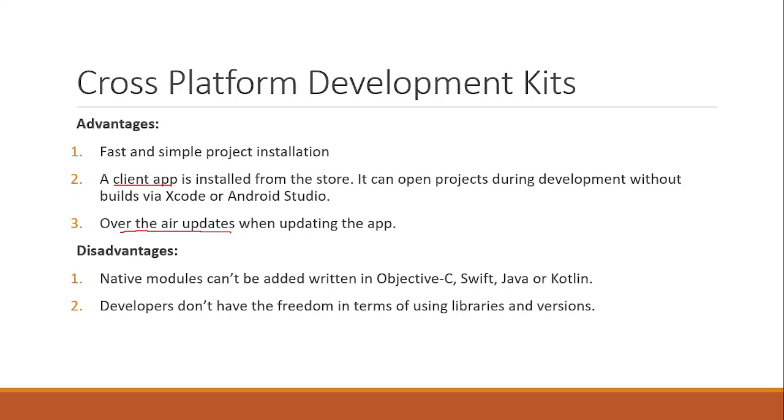So for over-the-air updates, the update is done when the user opens the application. So when you open the application, there is a fraction of a second that downloads the updates. Right? So it downloads the update, and once the update is downloaded, the code is replaced, and then the application is opened or run.